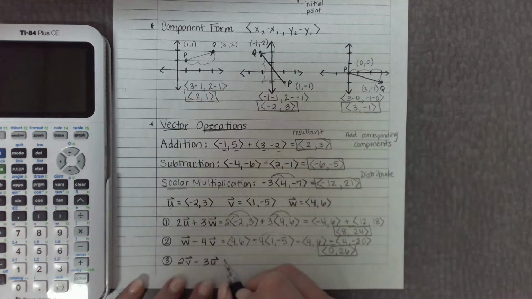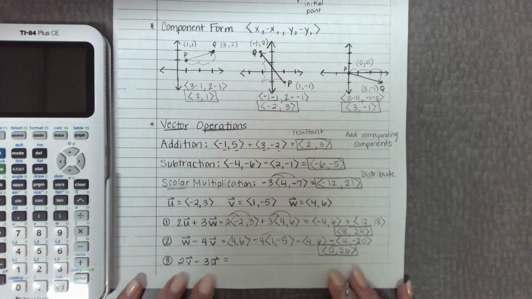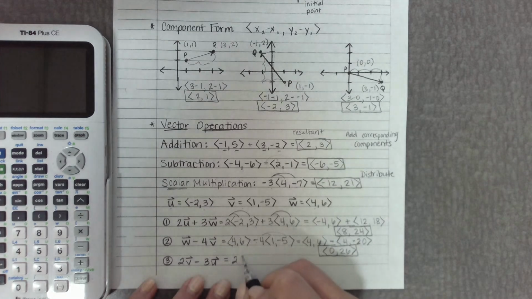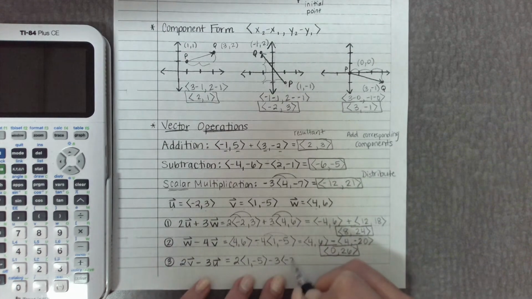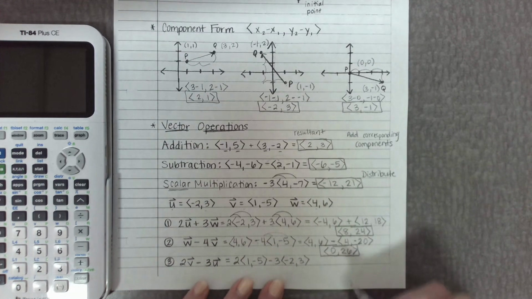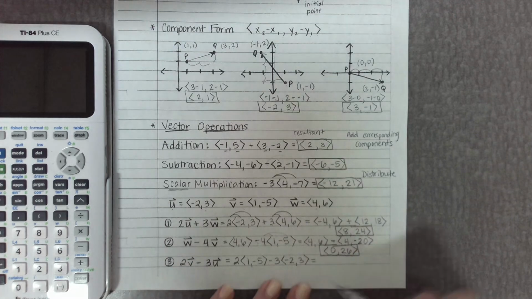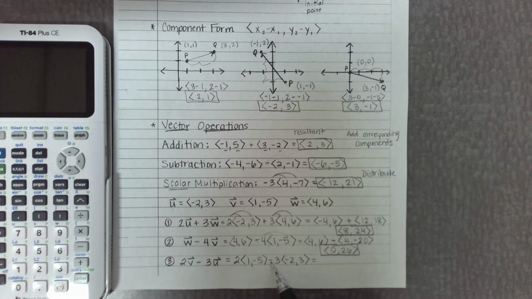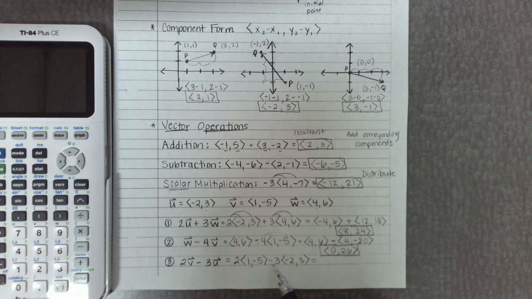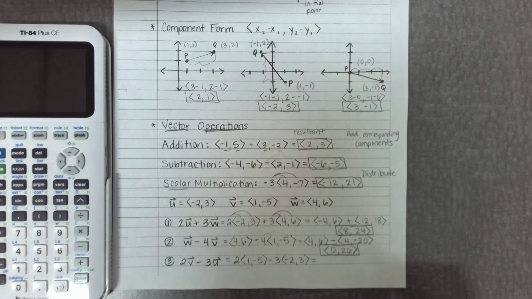Okay, and then the last problem, we have 2v minus 3u. So 2 times vector v, which would be 1, -5, minus 3 times vector u, which is -2, 3. All right, go ahead and distribute the 2 and distribute the 3. Same thing here. You can distribute the positive 3 and leave this as a minus sign, or you can distribute the -3 and change that to a plus sign.